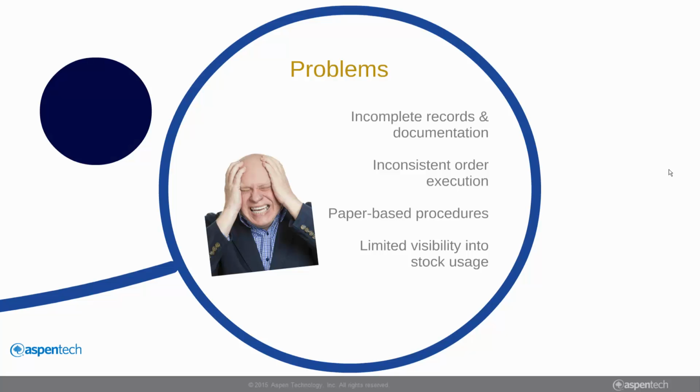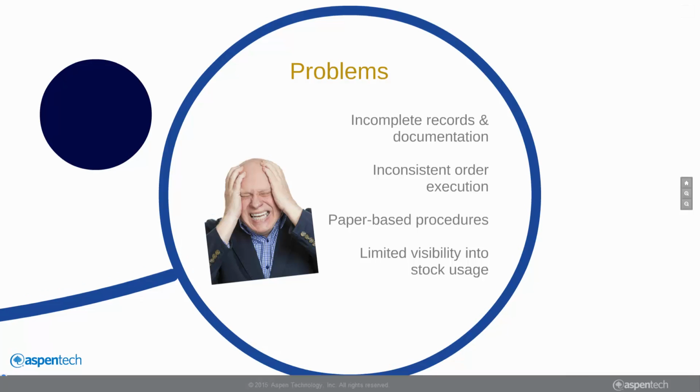In spite of the availability of automation, production operations in many companies still suffer from problems relating to paper-based documentation, inconsistent manual order execution, traceability issues, and limited visibility into critical areas like stock usage. These problems result in reduced throughput, lower quality, and higher production costs.